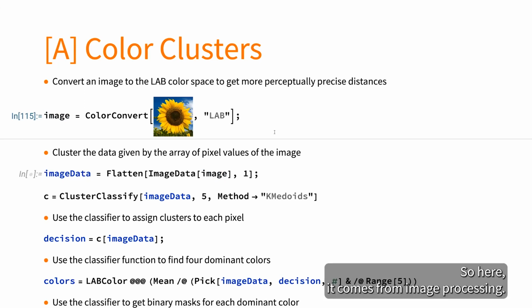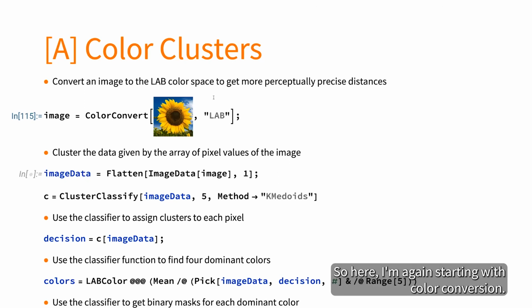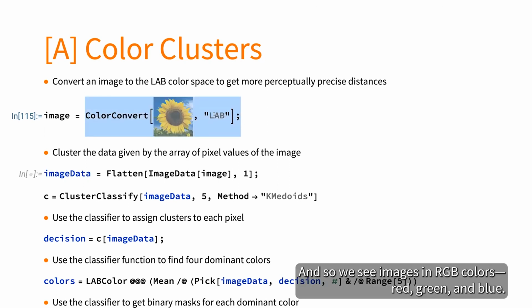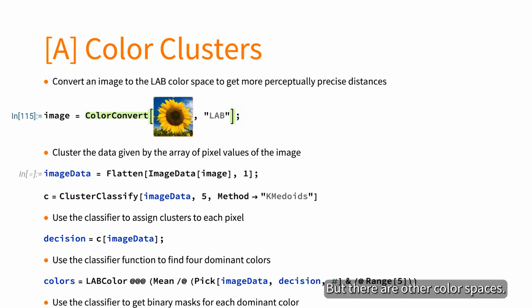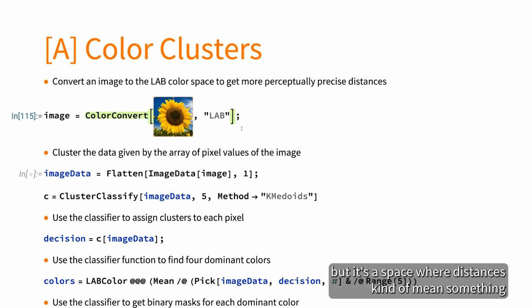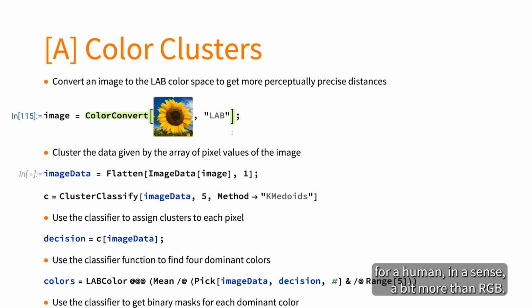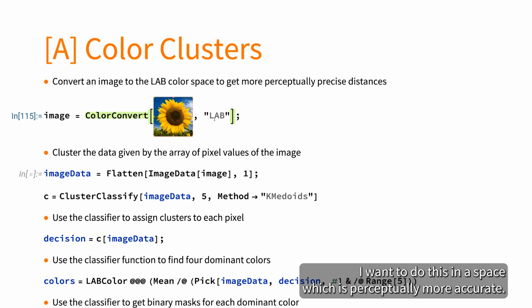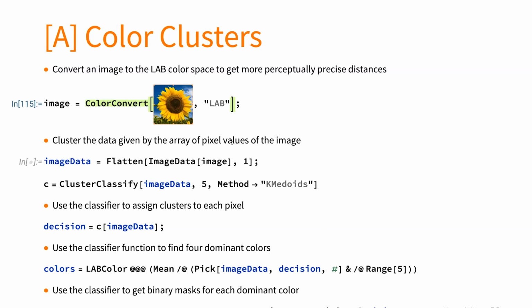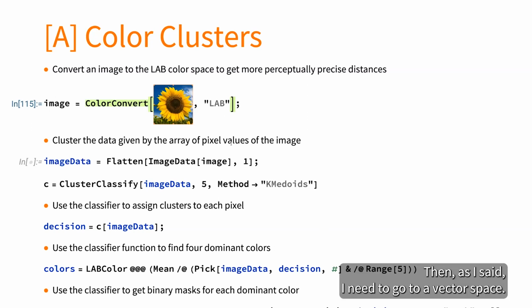So here I come from image processing. I'm again starting with color conversion. This image is in RGB colors, red, green, and blue, but there are other color spaces. The LAB space, well, I don't want to go into color theory, but it's a space where distances mean something for a human, a bit more than RGB. Given that I'm trying to cluster pixels, I want to do this in a space which is perceptually more accurate. Then as I said, I need to go to a vector space.